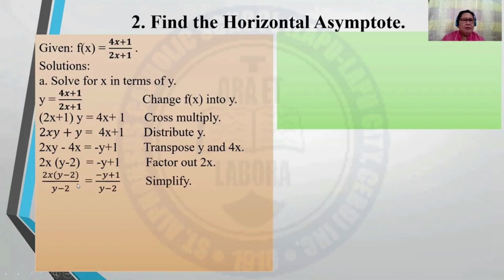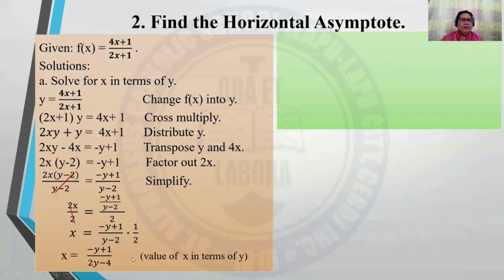Then divide by y minus 2 and also the other side. So cancel. So what we have is 2x and divide it by 2. The other one, divide also the other side by 2. Then cancel 2 and simplify the other side. Take the reciprocal of 2 and multiply by 1/2. And x is equal to negative y plus 1 over 2y minus 4. This is now the value of x in terms of y.